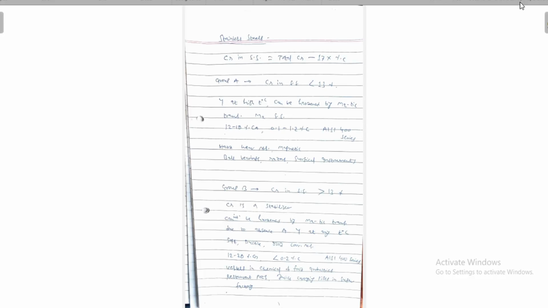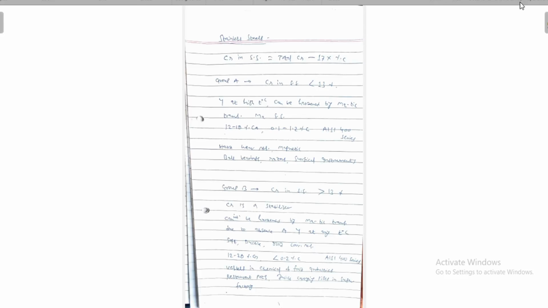Chromium is a ferrite stabilizer. So even at high temperature, ferrite is obtained in the microstructure, because in the earlier slide we had seen that these carbide formers are also known as ferrite stabilizers. So if the chromium content is more, then instead of austenite, ferrite will be formed at high temperature, and this ferrite will remain stable right from high temperature to room temperature.